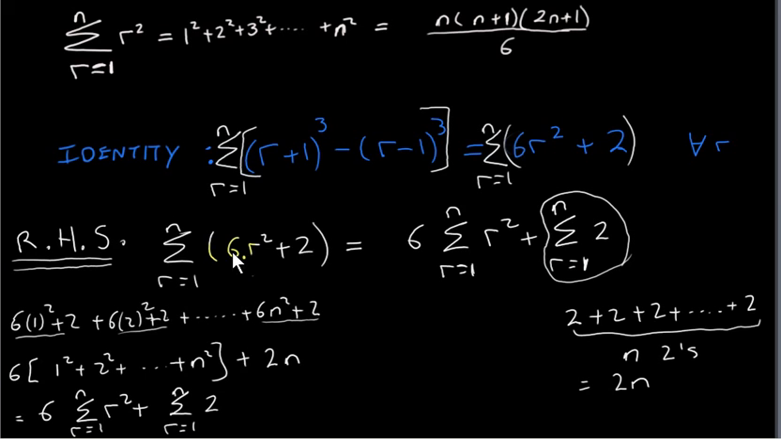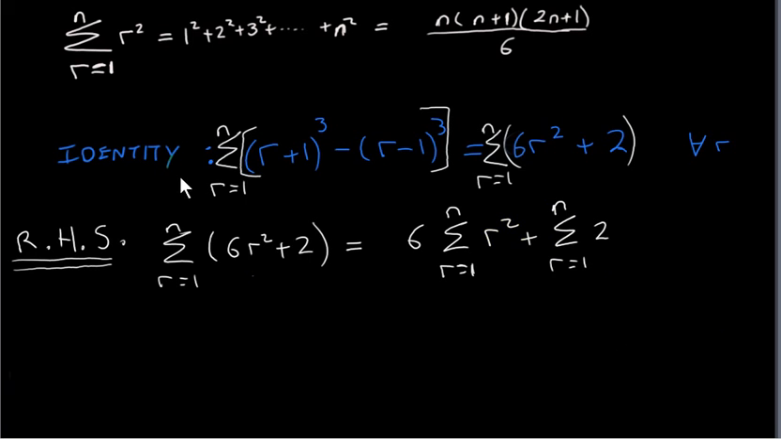6 is multiplied by r squared, so we can pull that outside the sigma symbol. And when we're summing a constant term, like summing 2, we just multiply that constant by the number of terms that we have. And we have n terms because we're going from 1 to n. So that's the right hand side. Now let's look at the left hand side of our identity.